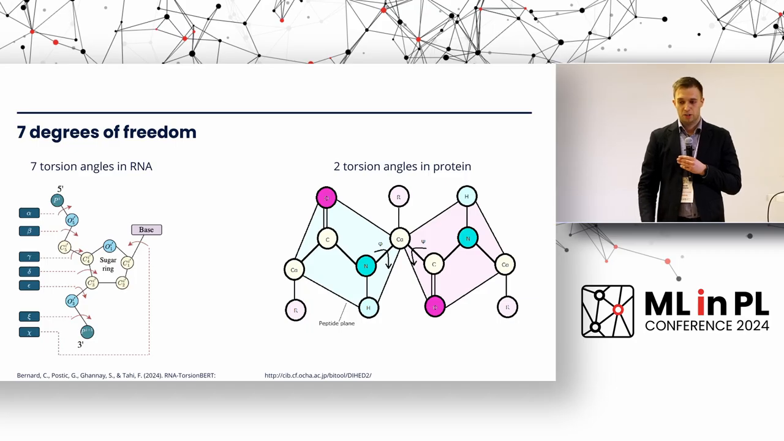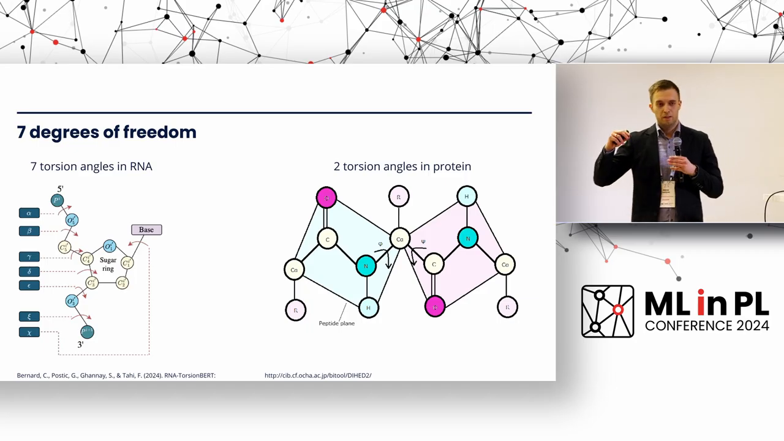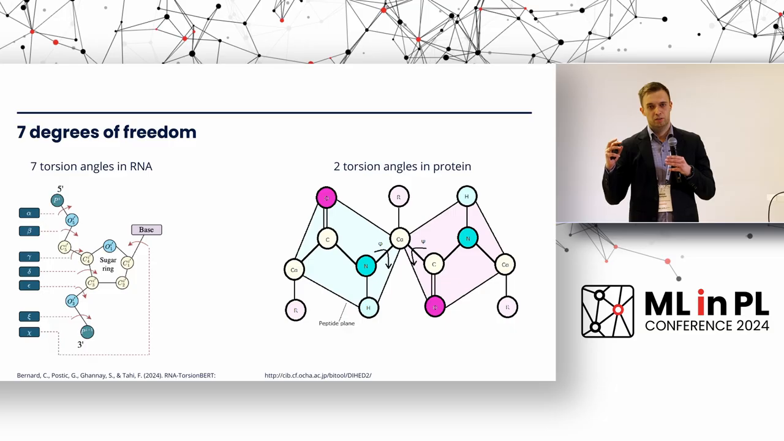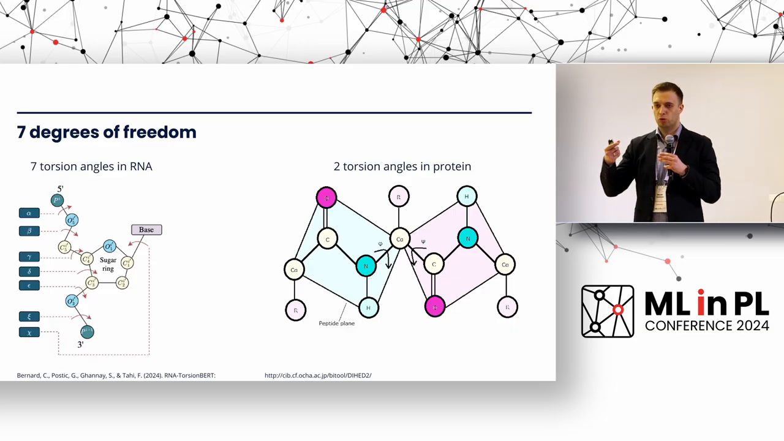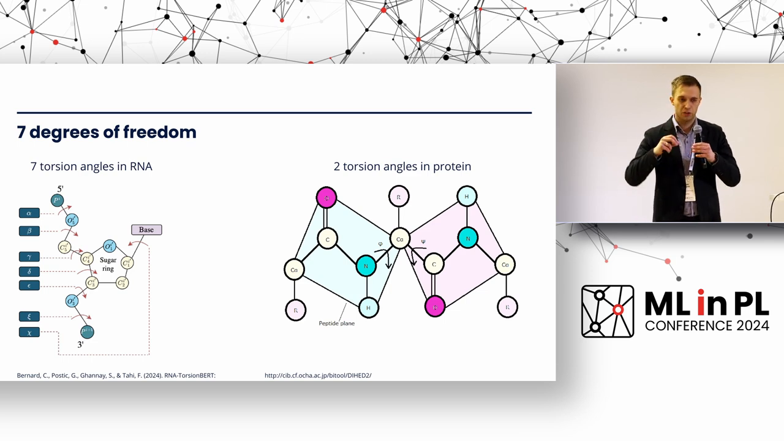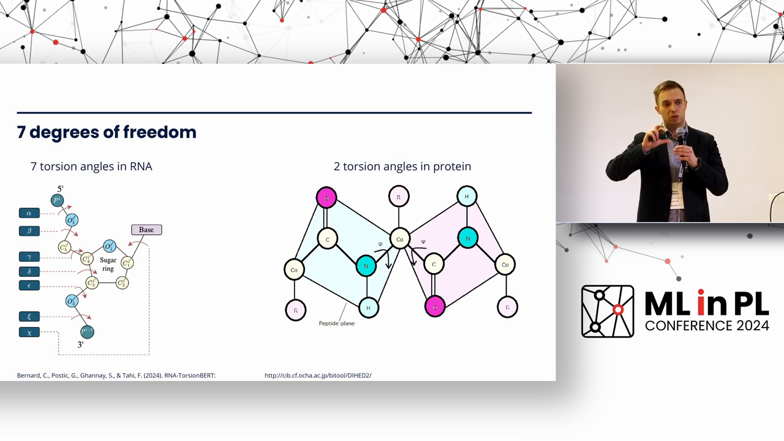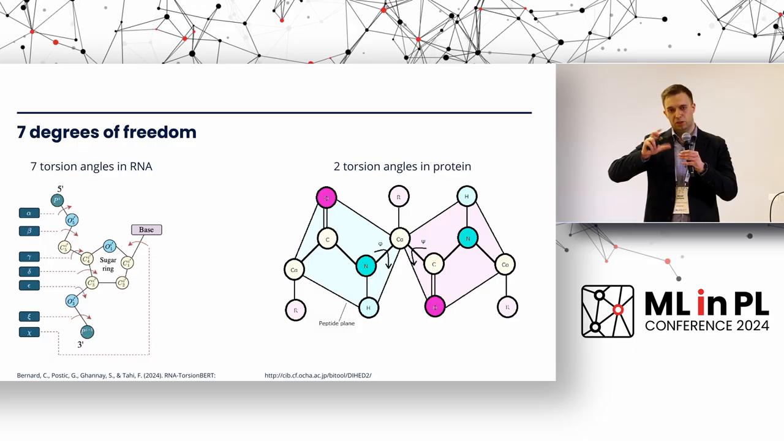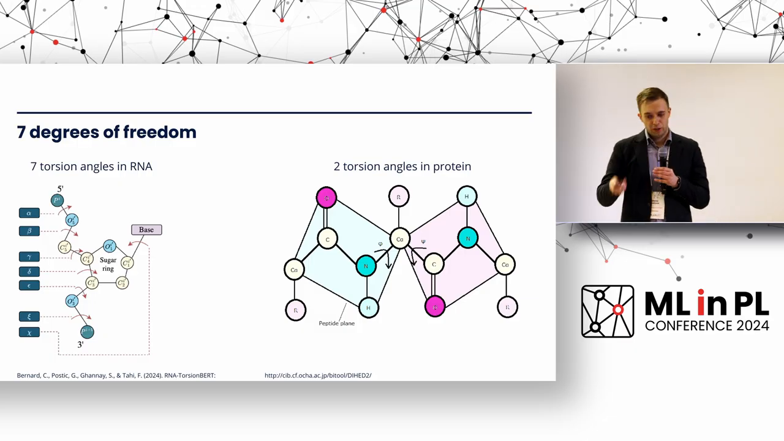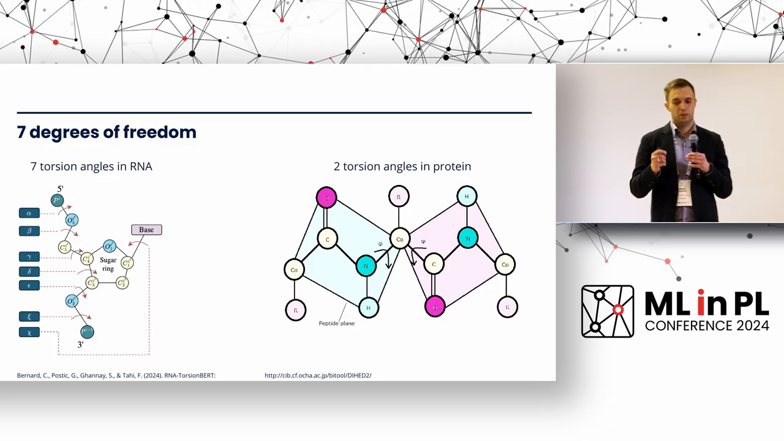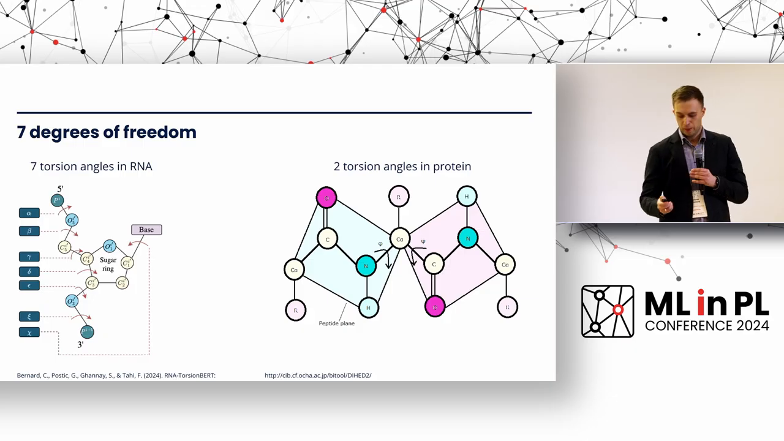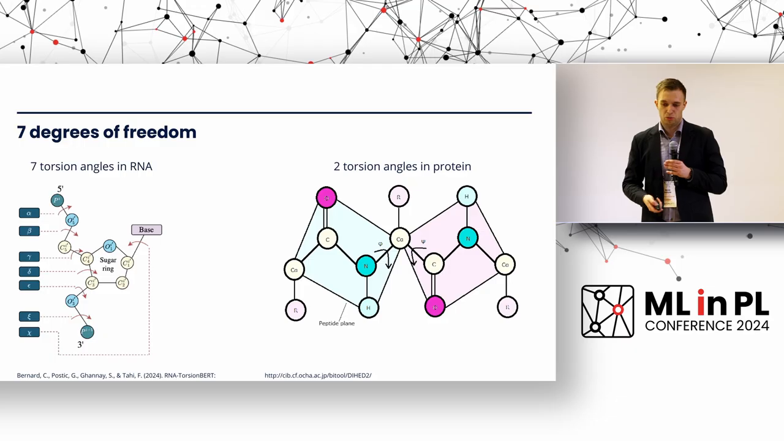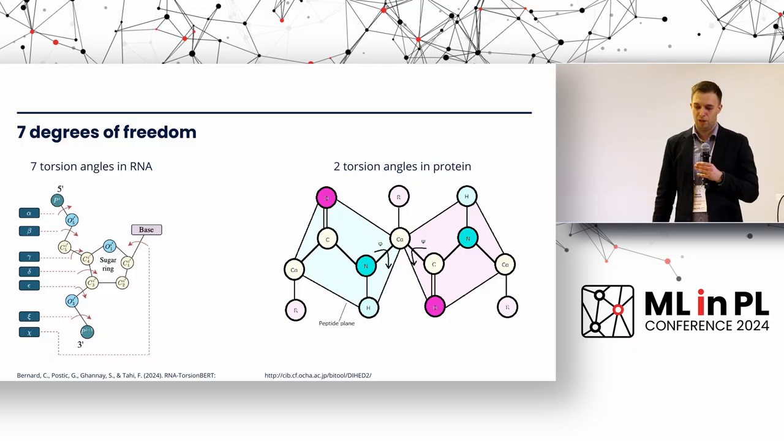Another key difference is the number of degrees of freedom. Proteins in general are very rigid. In proteins, as you can see on the right, we've got only 2 torsion angles. The torsion angle says how the building blocks are rotated in the context of each other. In RNAs, we've got 7 torsion angles that precisely describe the structure. Even if we skip at least one of them, the description is not sufficient, and we are not able to reconstruct the structure using fewer torsion angles.